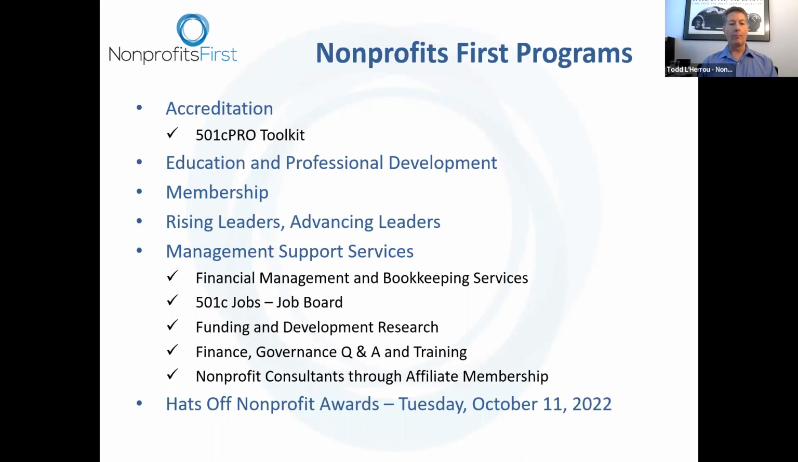We also provide a range of management support services, and our signature awards program is held every year, in which we celebrate the rest of the nonprofits throughout the community. And in 2022, that program will be Tuesday, October 11th. It's a great event. Everybody wears fun and colorful hats, and we have a great time celebrating all of the many things that the nonprofits in our community do.